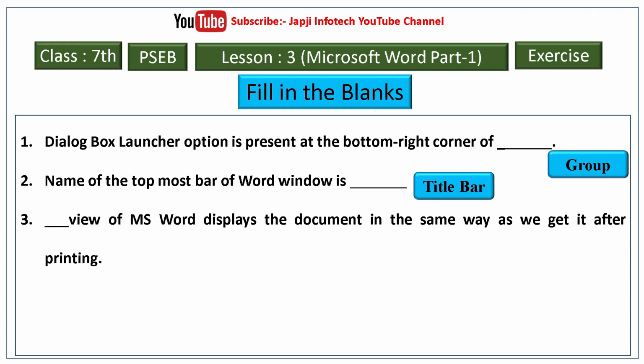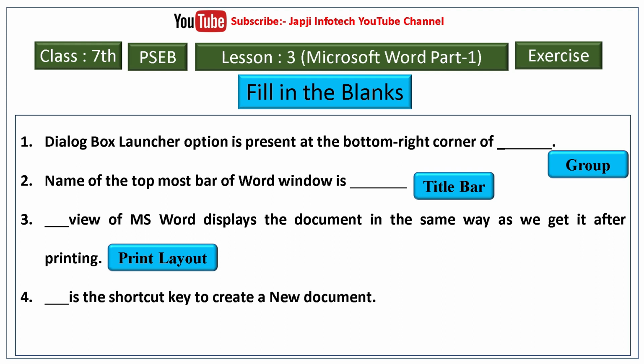And the third one is: dash view of MS Word displays the document in the same way as we get it after printing. And their answer is: print layout view of MS Word displays the document in the same way as we get it after printing.